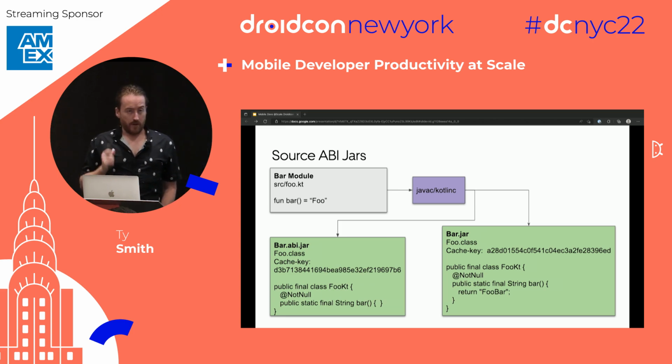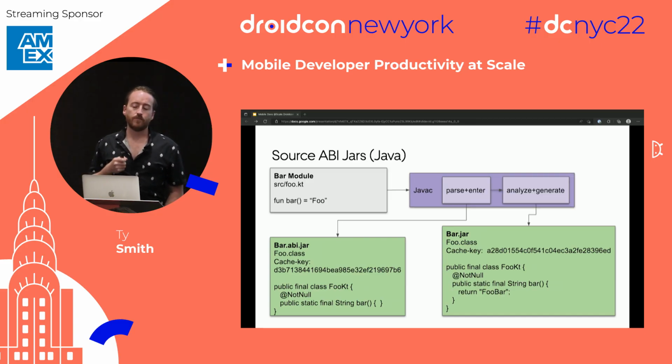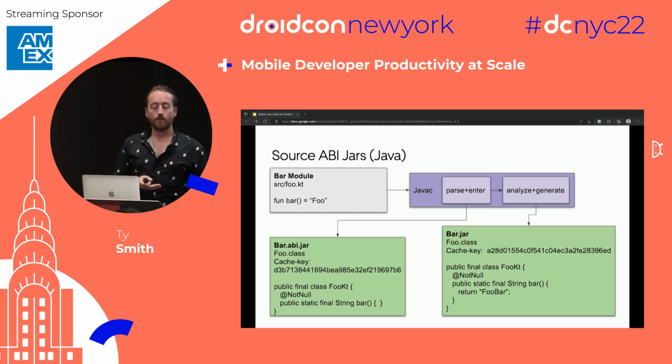Now in Java, this is more interesting because we can do further optimizations. In Java, the compiler is typically running in four stages: parse, enter, analyze, and generate. We have all the information we need for the ABI jar by the time the enter stage is done. And so some build systems will allow you to emit the ABI jar early, and then it will continue on with the rest of the compilation. And so you have them at two different times.